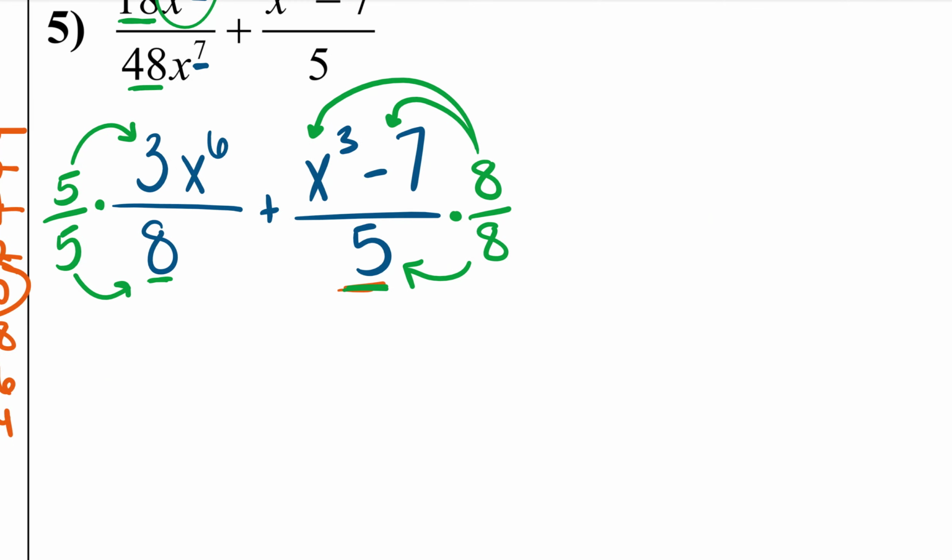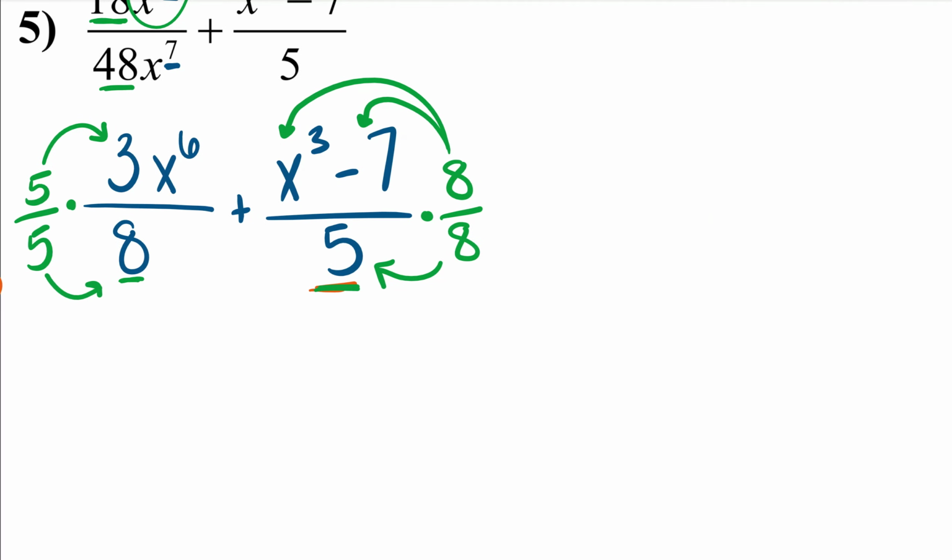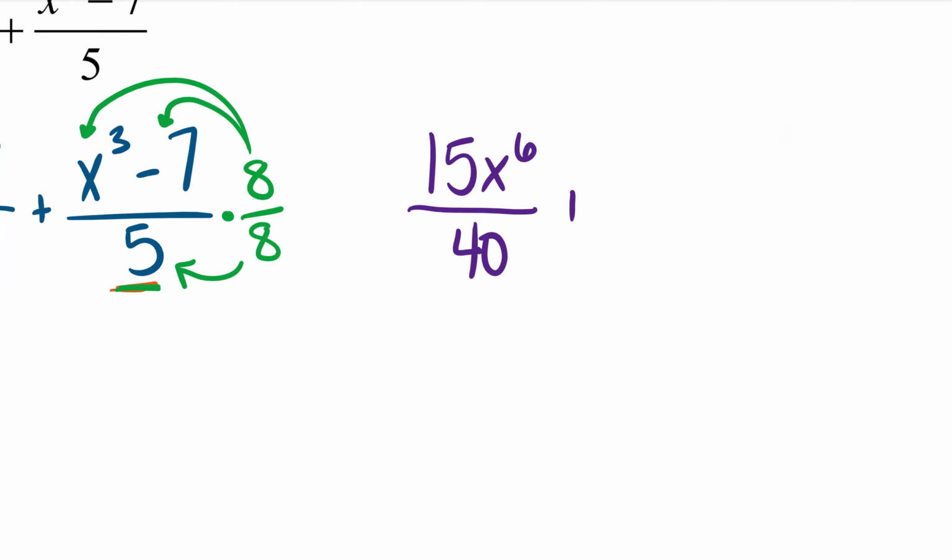Okay, I'm going to go to the right over here. So let's look at this first fraction. I have 5 times 3x to the 6. 5 times 3 is 15, and then it's just x to the 6, because I don't have any other x's, I'm not combining x's. Over on the bottom, 5 times 8, we said, was 40. That's our common denominator. Then I have plus.